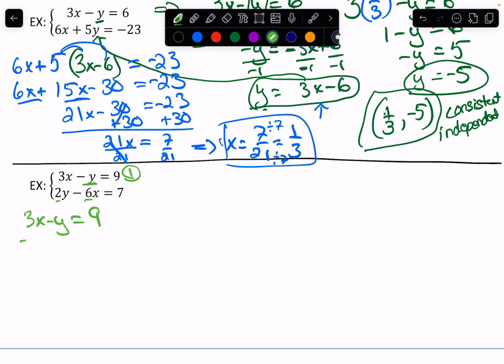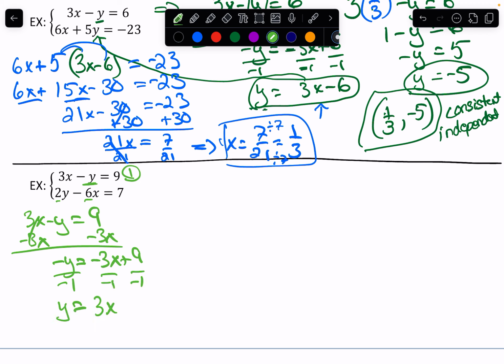Okay, so the same thing, we subtract 3x from both sides. We get -y equals -3x plus 9. We divide by -1, and so we flip the signs. And we get y equals 3x minus 9. Okay, we're going to go ahead and take that second and plug the y in it. So 2 times, and instead of the y, we're going to write 3x minus 9 minus 6x equals 7.